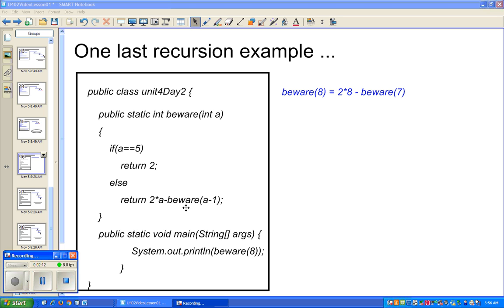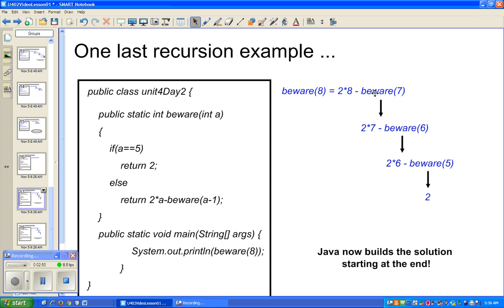So let's analyze beware 8 up here on the top in blue. 8 gets dumped in. 8 is not 5, so it goes to the else, and it returns 2 times the 8 minus beware 7. Great, no problems. I have to calculate beware 7. So beware 7 calls itself. It's already in the method. It now calls itself and says, hey, I need to run again because I've got to figure out what beware 7 is.